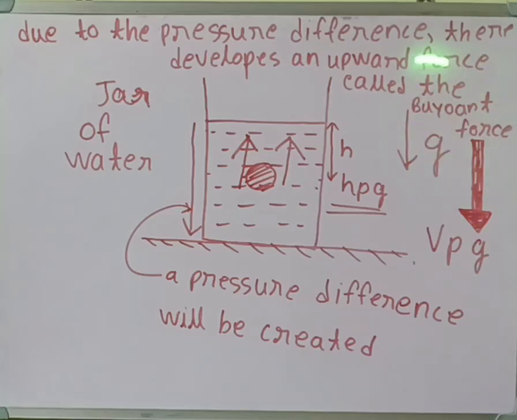And this buoyant force can be measured by the formula V rho g. V is the volume of the body or the volume of the water displaced. Rho is again the density of water, and g here is the gravitational acceleration.